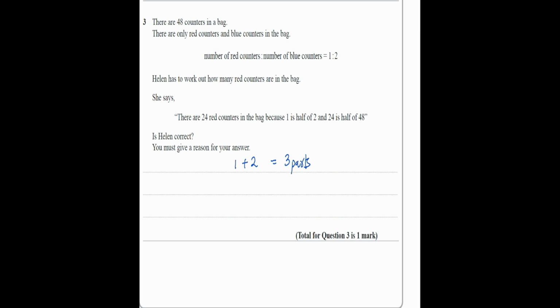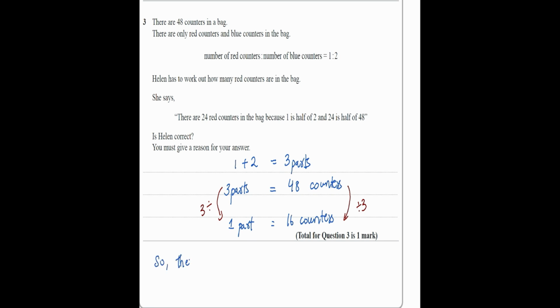Now we can say that 3 parts is equal to 48 counters. Now, if you want to calculate for one part, you have to divide this 3 by 3 because we know that 3 divided by 3 will give you 1. So if you are dividing 3 on the left side, you have to divide 3 on the right side as well. 48 divided by 3 will give you 16 counters. So one part equals 16 counters.